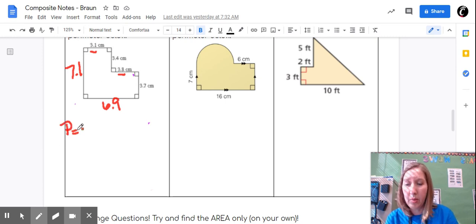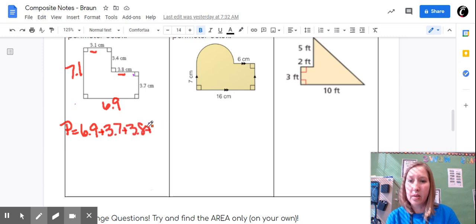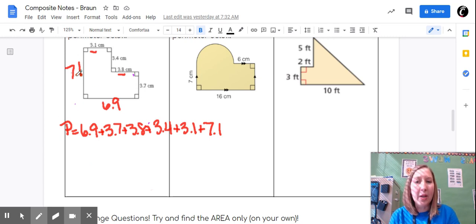So my perimeter is going to be equal to 6.9 plus 3.7 plus 3.8 plus 3.4 plus 3.1 plus 7.1. I know I'm going way over here into the other section, and that's okay. Basically, I want to make sure I add up all of these sides that are labeled, all the parts around the outside. So when I add all of those side lengths together, I'm going to get a total of 28 centimeters. Okay.